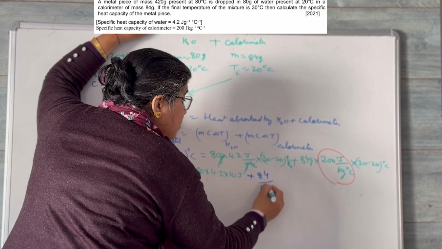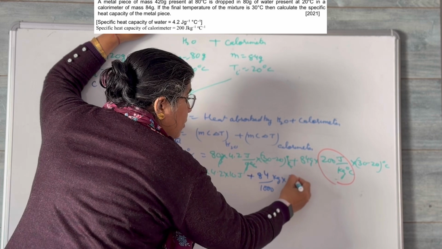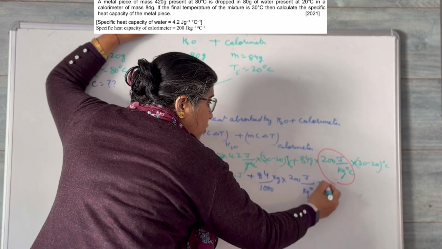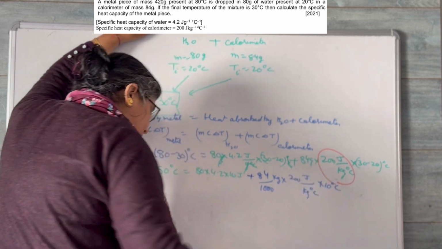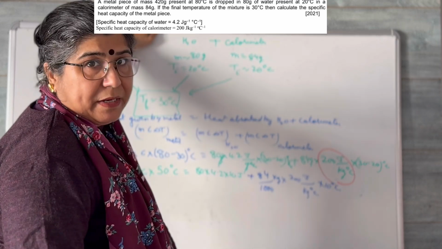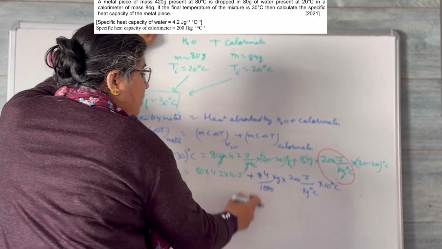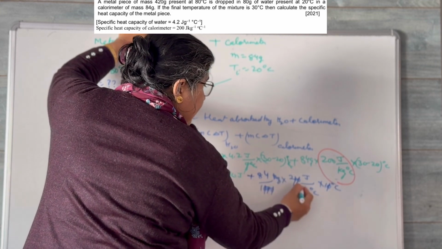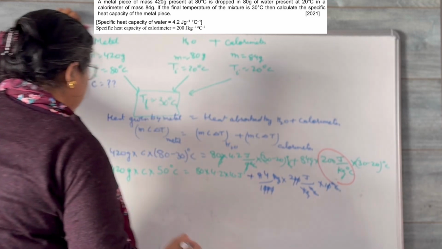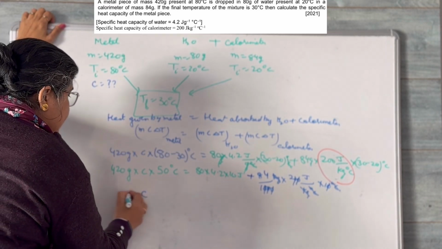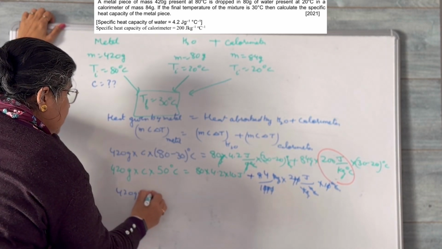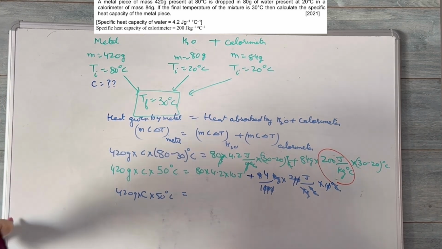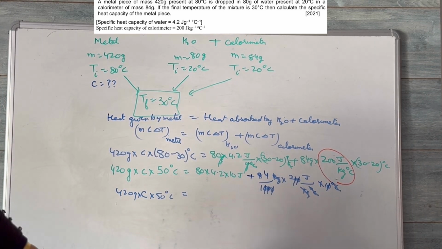84 by 1000 kg, into 200 joule per kg per degree centigrade, into 10 degree centigrade. Are you understanding? This value is given as 200 joule per kg, so you have to convert the mass into kg. Kg goes with kg. So what do you get C as? 420 grams into C into 50 degree is equal to 80 into 10.